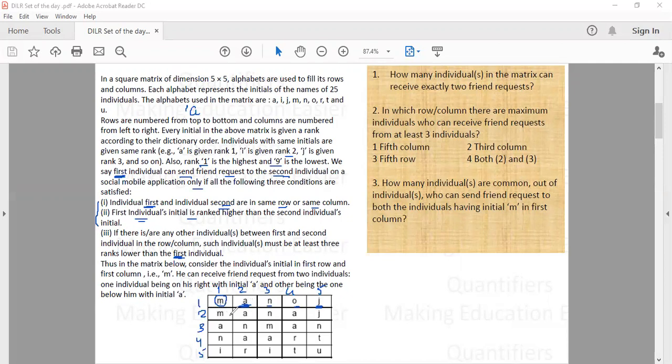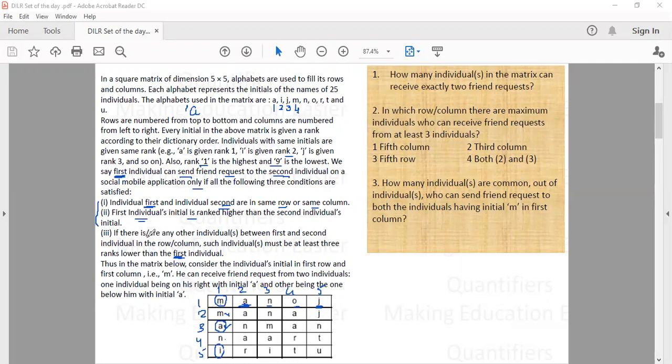Similarly, column wise, he can receive the request from A, right? And this N is ranked below M, so he cannot send the request. But although this I, as per the arrangement, A is ranked 1, I is ranked 2, J is ranked 3, M is ranked 4, so the rank of I is higher than the rank of M, still this I cannot send the request to M because there are some people between I and M, just like this A. This A is not 3 ranks below I.